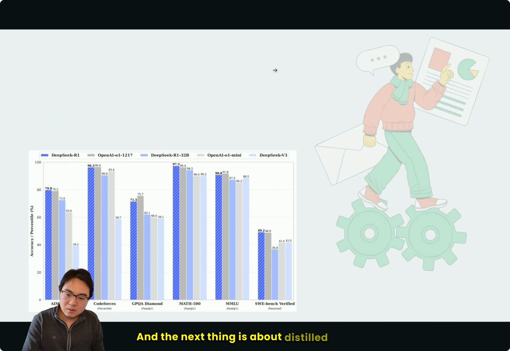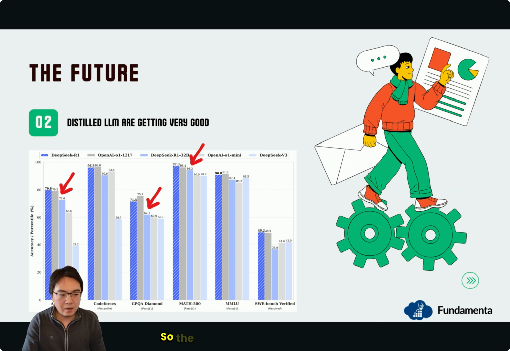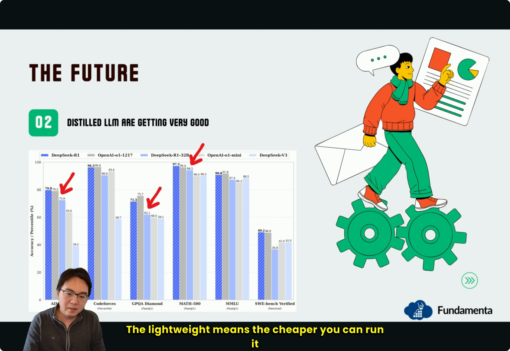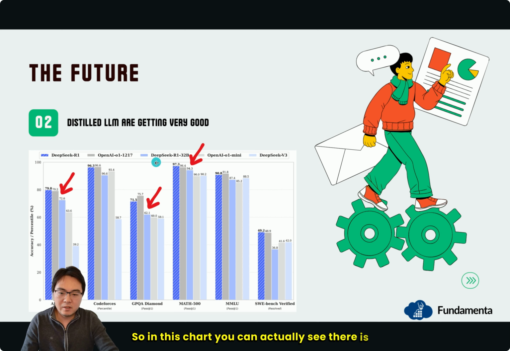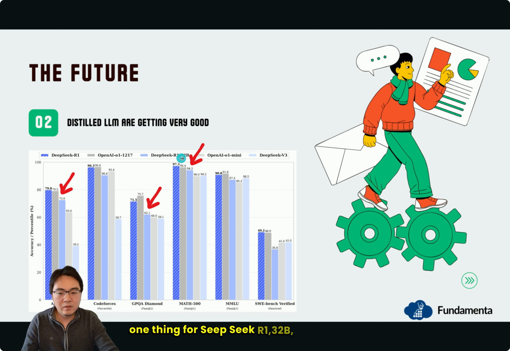And the next thing is about distilled models. The reason I care so much about distilled models is because they are light, right? Lightweight means cheaper, and you can run it in many different places on less powerful GPU hardware, right? So in this chart, you can see there is one for DeepSeek R1 32B, although I can't make this run in the Cloud Run instance. I was running 7B, right?